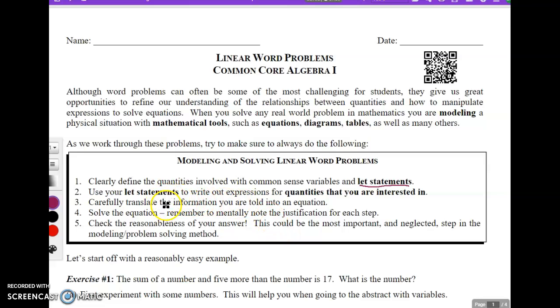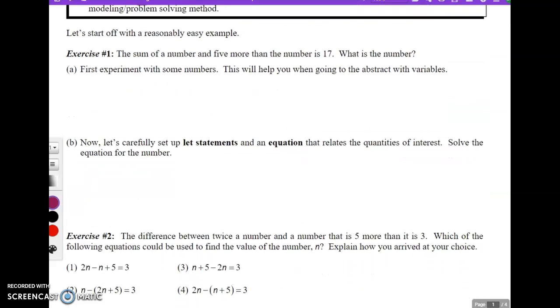And then use your let statements to write out expressions and translate the information you're told into an equation. So figure out your let statements for everything that you've got to find, and then write the equation based on the information. Then you solve the equation, and then check the reasonableness of your answer. Does your answer make sense? Sometimes when you solve it, you may get a weird answer and it doesn't make any sense, so you might have done something wrong. So let's take a look at some problems so that we can use this process to solve word problems.